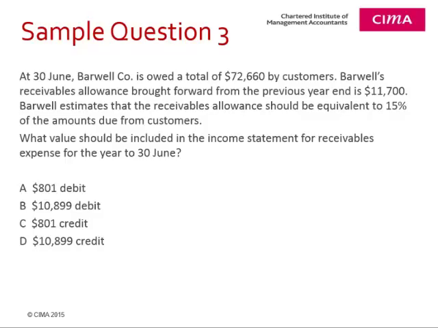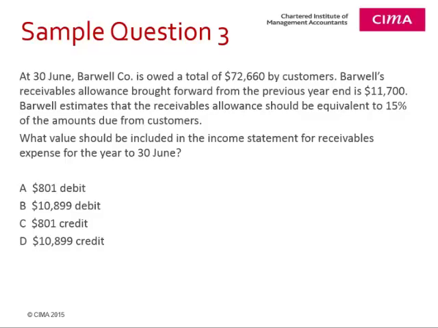So how do we solve this? Well, the first thing we might want to do is to calculate the receivables allowance. This is going to be 15% of the amounts due from customers, so 72,660 times 15% will give us 10,899. And if you complete this calculation and then look at the choices, there's a danger because 10,899 is included in 2 of the choices. You might choose one of these. It's going to be B or D.